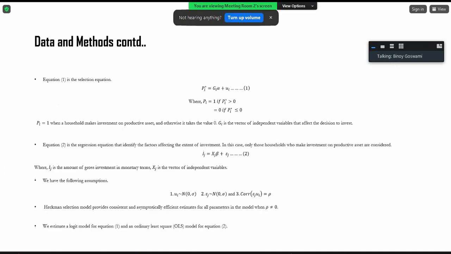Next slide. So here, as you can see, equation one is the selection equation, basically whether to invest or not, that decision. And the second one is the regression equation, which basically relates to the extent of investment. For the first equation, we have a logit model because the dependent variable is a binary variable, yes or no, whether invested or not. And for the next one, the extent of investment, the dependent variable is continuous, so we use ordinary least squares.